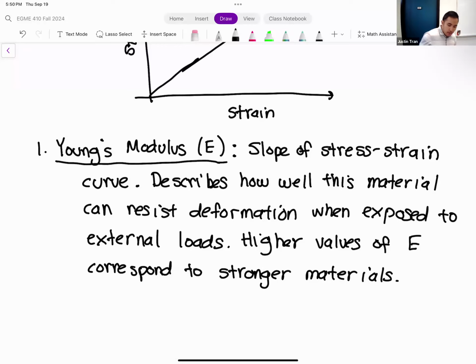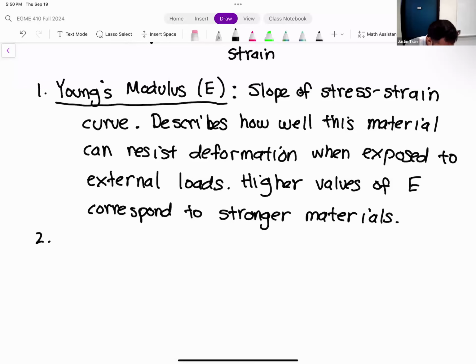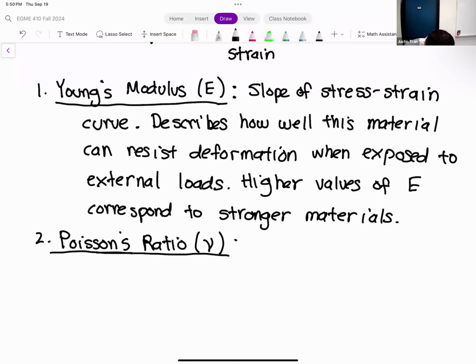All right. The second parameter that's associated with linear elasticity is the Poisson's ratio, which is strictly a multidimensional parameter. So Poisson's ratio is not relevant in 1D. Poisson's ratio has the symbol nu. Okay, it's a Greek squiggly V. And so the Poisson's ratio measures how much the material will deform, or how it will deform, in directions that are perpendicular to the load.